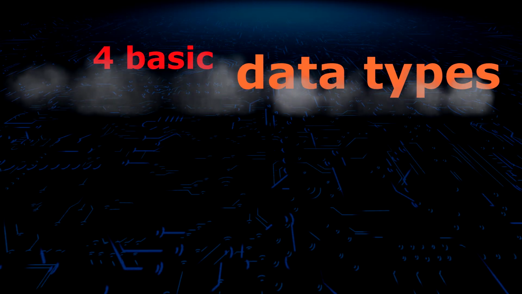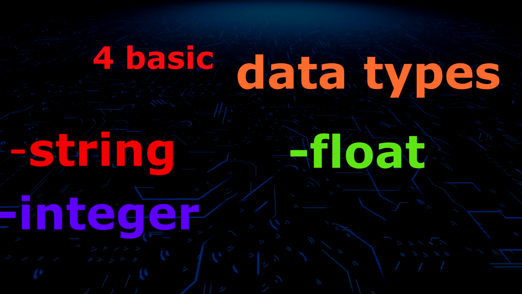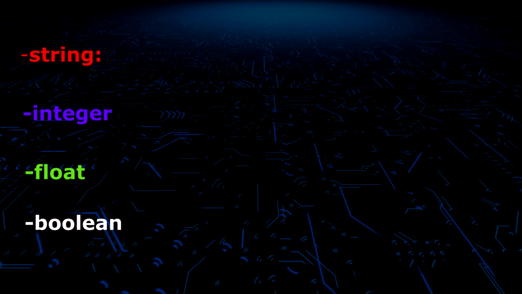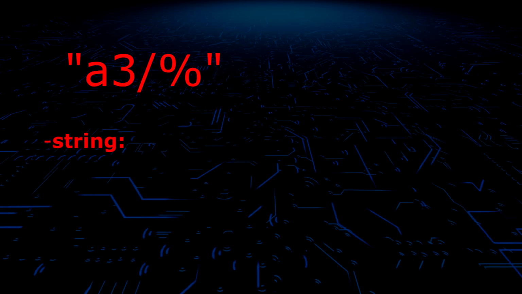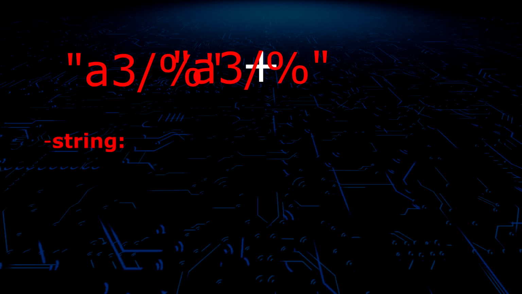In Python, there are 4 basic data types. They are string, integer, float, and Boolean. String is just a text, like this one. It is always inside quotation marks. You can use any kind of character on your keyboard, and until it is inside quotation marks, it is a string. With strings, you can't do any mathematical operations.